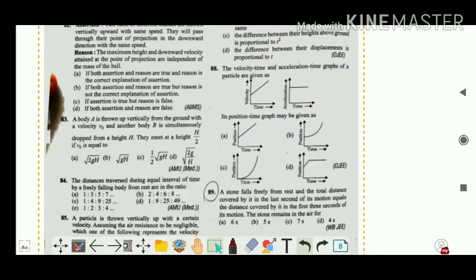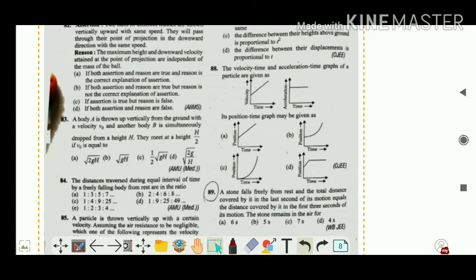Let's take the 83rd question. Right, what has been asked in the 83rd has been mentioned that a body A is thrown up vertically from the ground with velocity v naught, and another body B is simultaneously, that is at the same time itself, dropped from a height h. They meet at a height h by 2, that is in the middle. So you are asked what is the velocity, right?